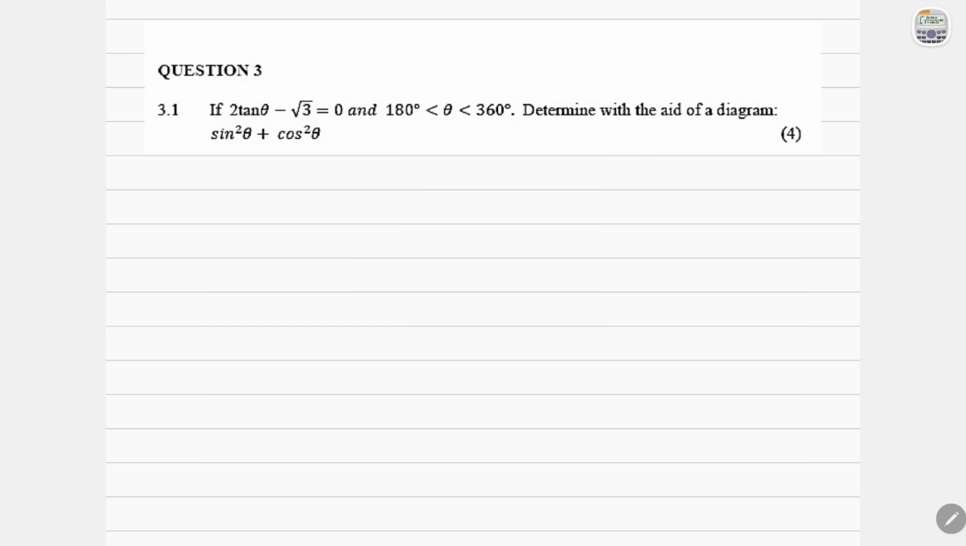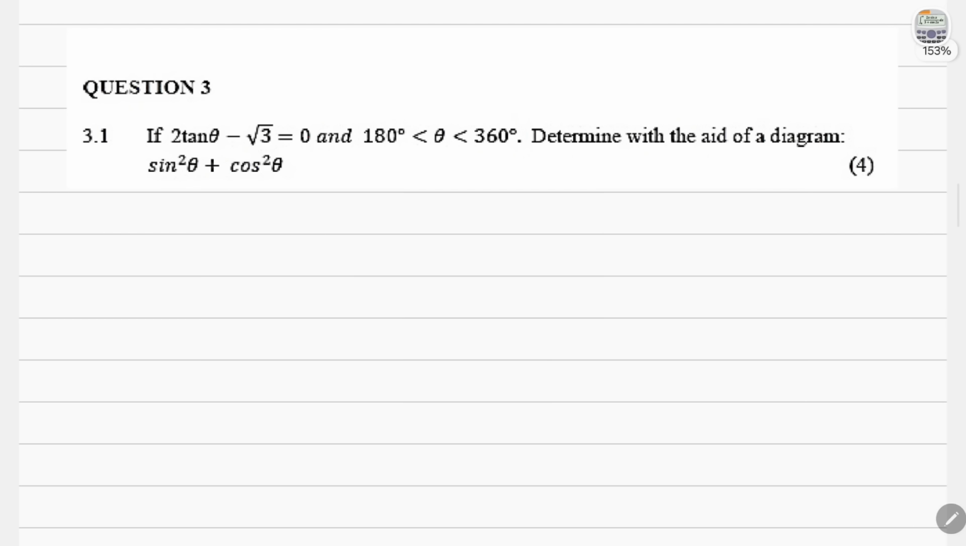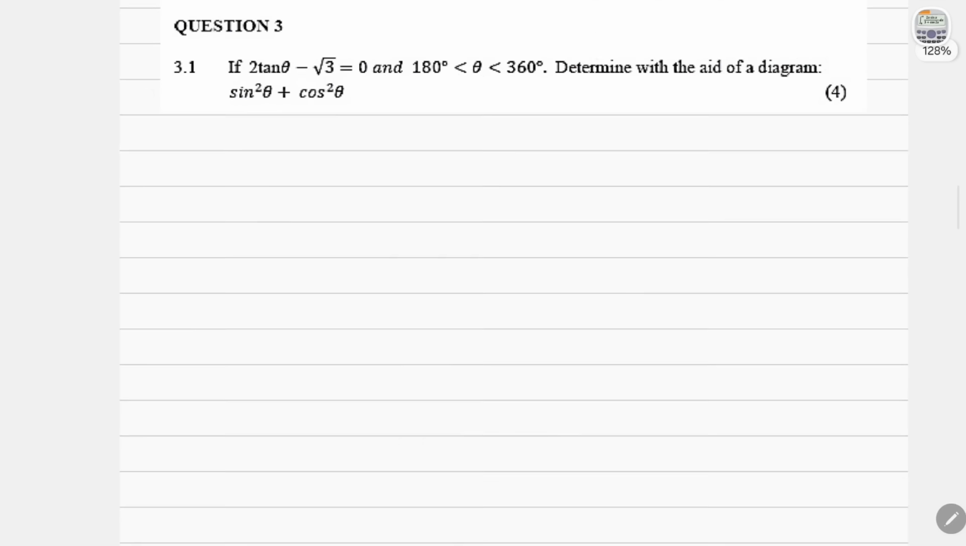Question 3.1 says, if 2 tan theta minus square root 3 is equal to 0 and theta is greater than 180 degrees but less than 360 degrees, determine with the aid of a diagram sine squared theta plus cos squared theta. Okay, so we need to draw a diagram. Let's go ahead and start with our Cartesian plane.